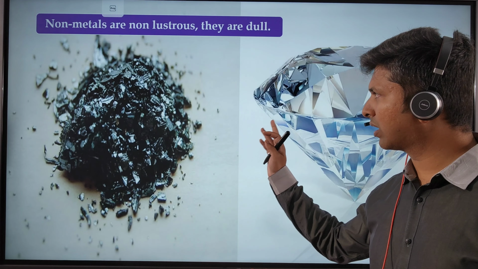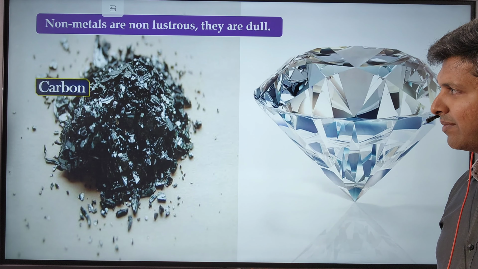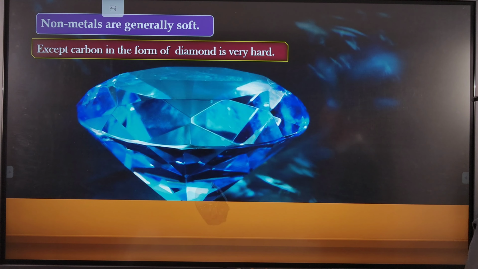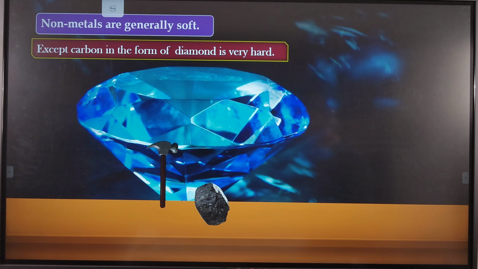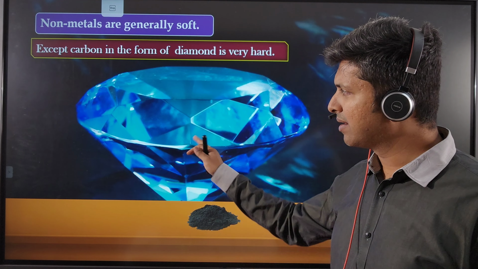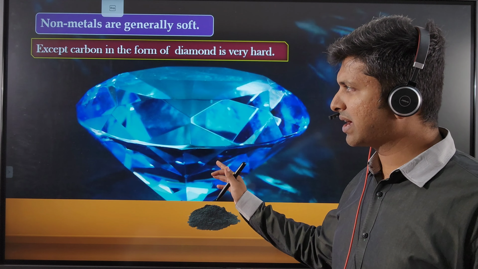Except for diamond. Diamond is not dull. Diamond is an exception. Diamond is lustrous. Then non-metals are generally soft, except carbon in the form of diamond, which is very hard. Even graphite you can break easily, but diamond you cannot break easily. Why? Because diamond is the hardest substance.